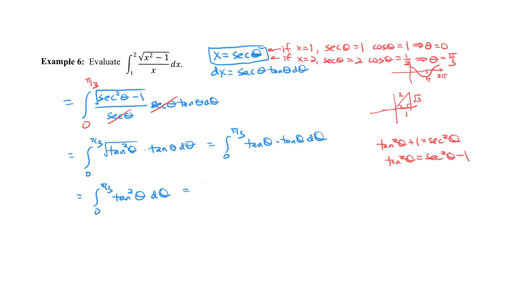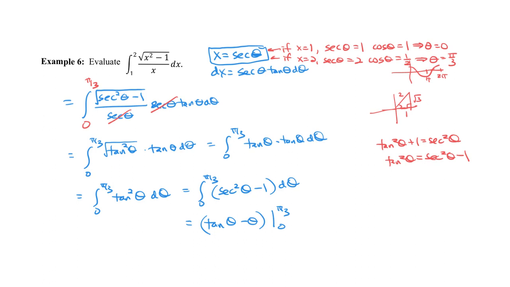It makes a really big difference if we do this, because all of a sudden you're going to see that we know the antiderivatives to both of these. The antiderivative of secant squared is just tangent. The antiderivative of 1 is theta. So once we have it like this, we can answer the question. This is just going to be tangent theta minus theta, evaluated from 0 to pi over 3.